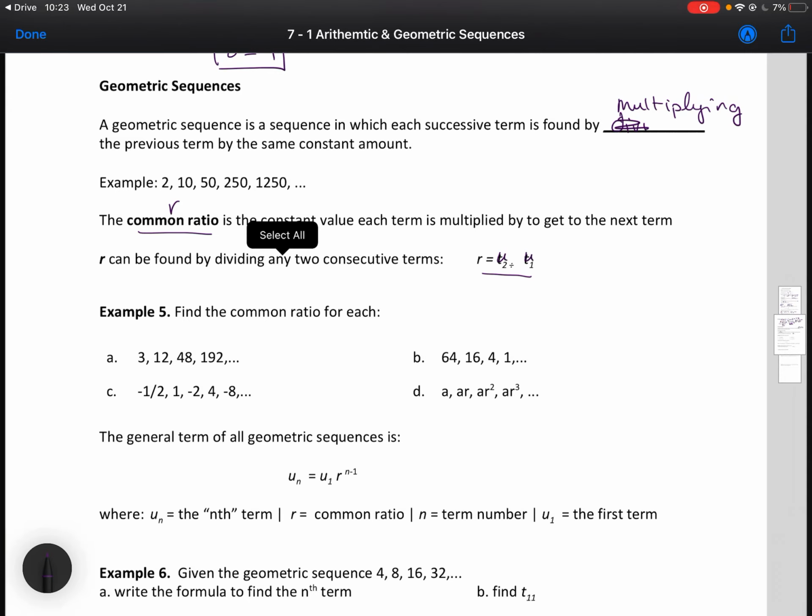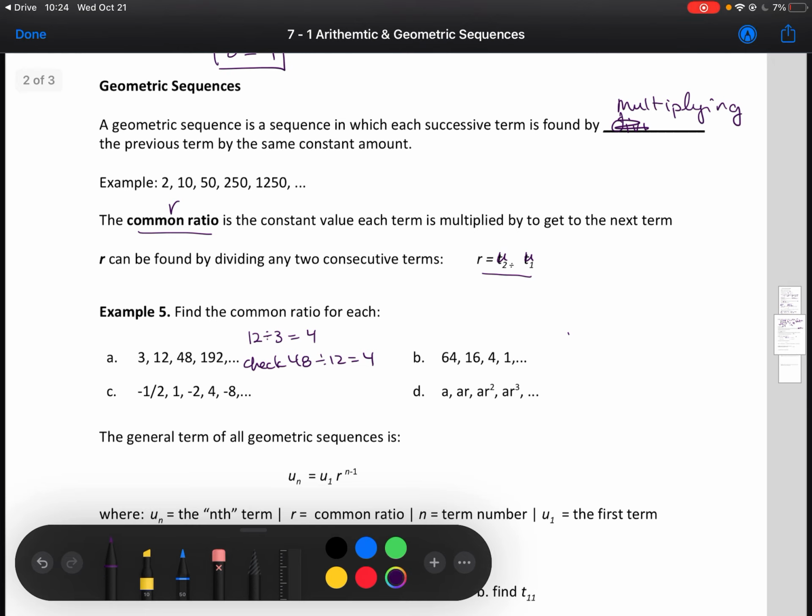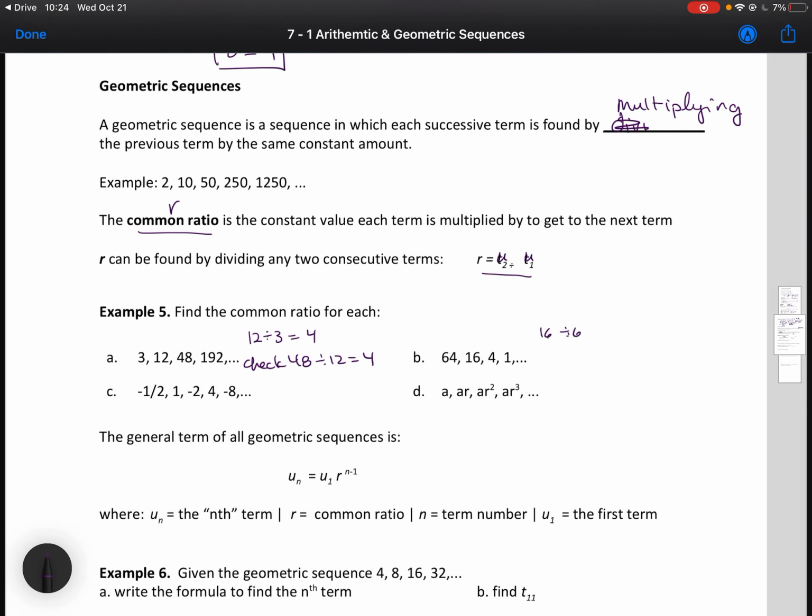So example 5 is going to ask us to find the common ratio for each. So just like we did for the arithmetic sequence, we would do 12 divided by 3 is 4. And then I would check another pair, 48 divided by 12, also 4. Moving on to B, 64 divided by 16, 4. And then successive terms, so we would have 16 divided by 64, which is going to give me 1/4. And then I would have 4 divided by 16, also gives me 1/4.